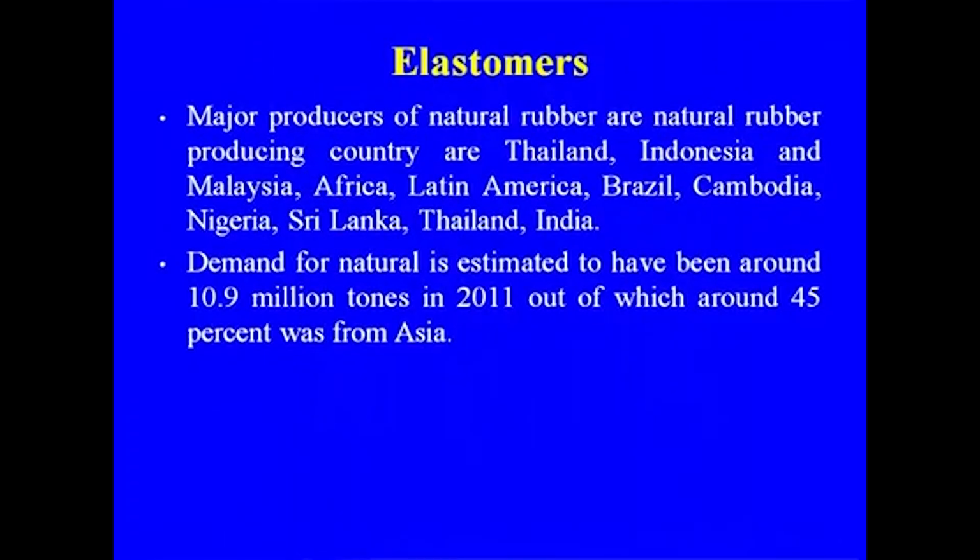Major natural rubber producing countries are Thailand, Indonesia, Malaysia, Africa, Latin America, Brazil, Cambodia, Nigeria, Sri Lanka and India. Demand for natural rubber is estimated to have been around 10.9 million tons in 2011, out of which around 45% was from Asia. So you can see some of the Asian countries which are producing huge amounts of this natural rubber.